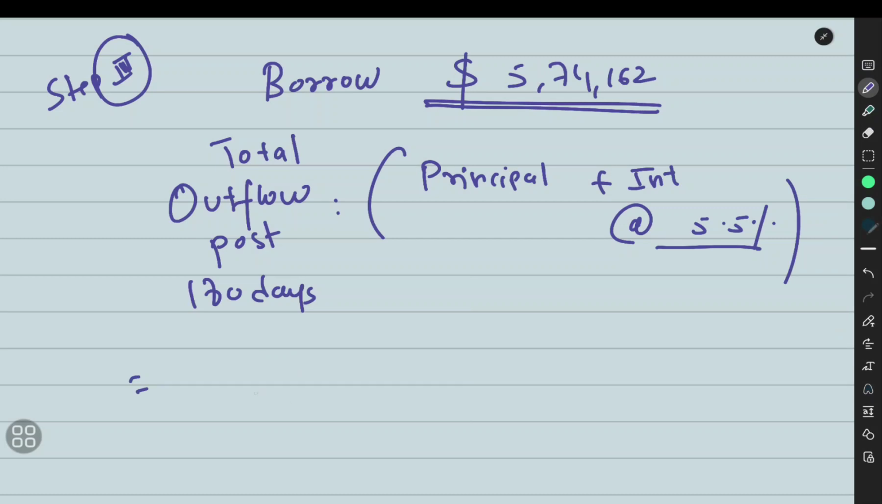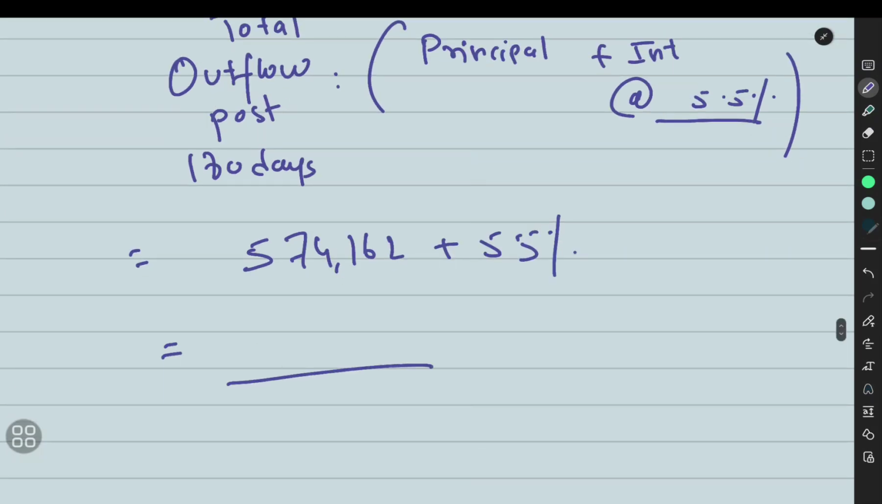So post calculation, 574,162 plus 5.5% is coming up to 605,741.6 dollars. So this is my total dollar outflow post 180 days. Money market hedge is complete.